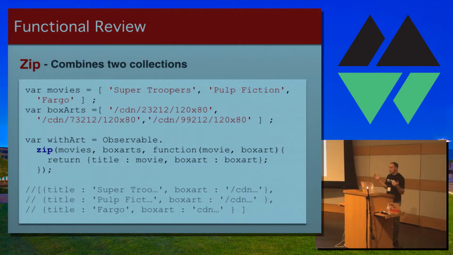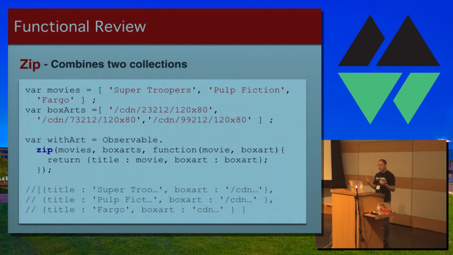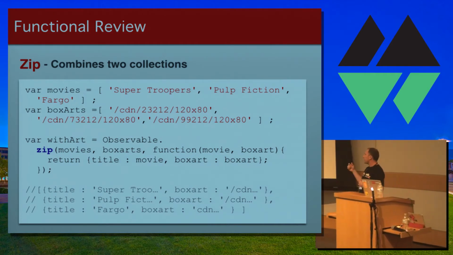So using the zip function, we can take these two arrays and zip them together to combine them into a single data structure that we can actually use. So here we're going to say Observable.zip, and we're going to pass in both of our arrays.